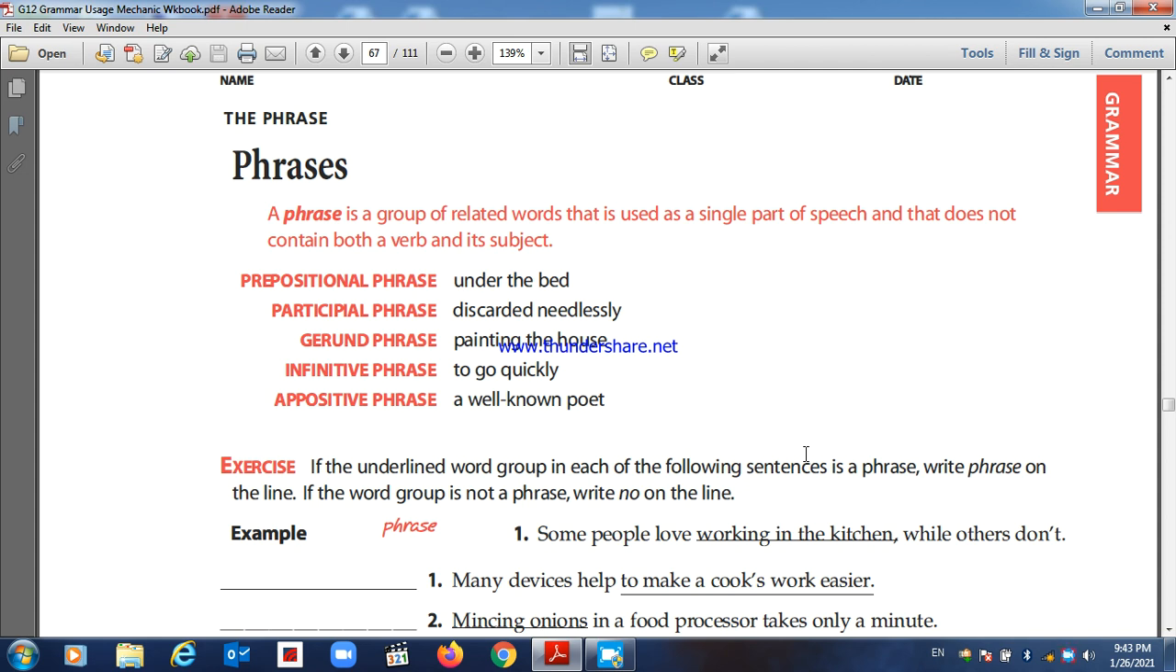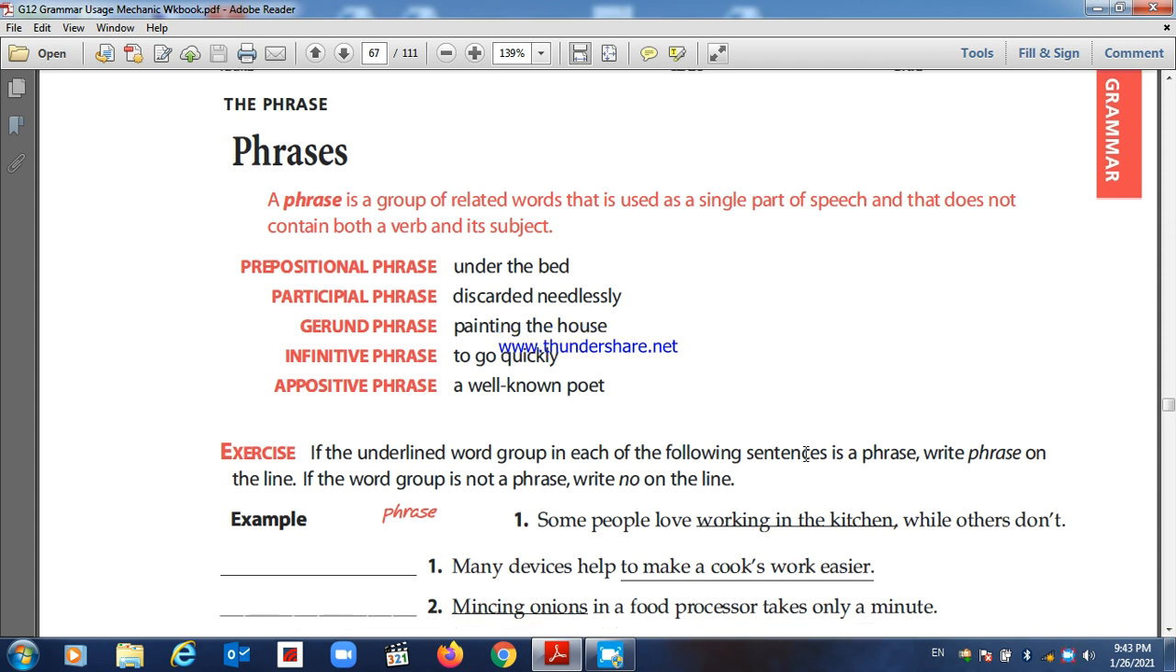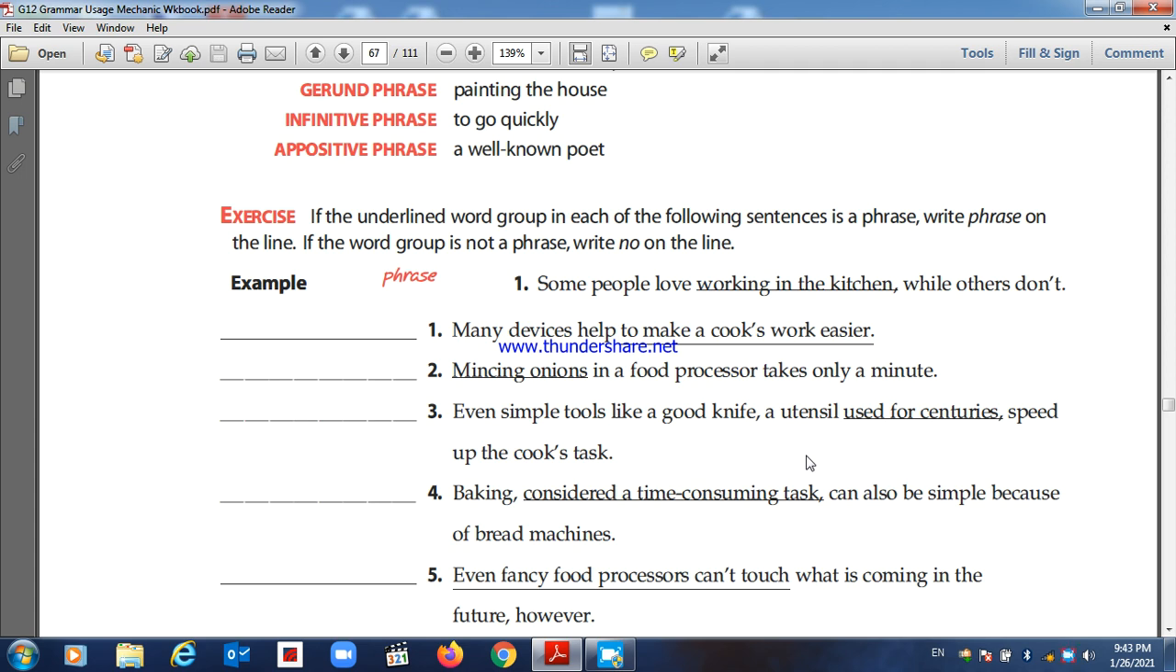If the underlined word group in each of the following sentences is a phrase, write phrase on the line. If the word group is not a phrase, write no on the line. And we are going to mention if it's a phrase or not, and at the same time we are going to mention what kind of phrase it is.